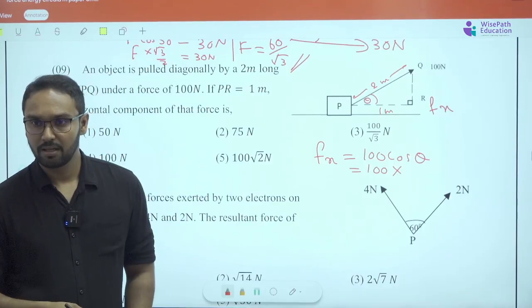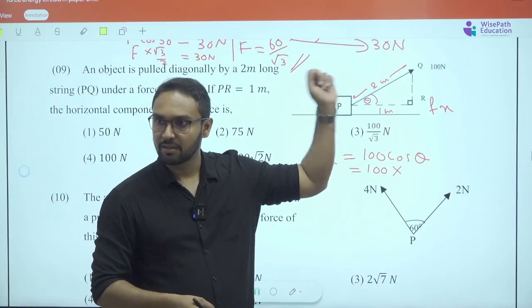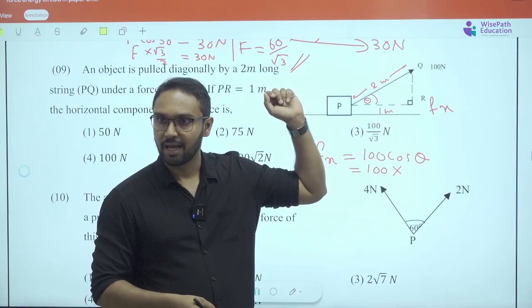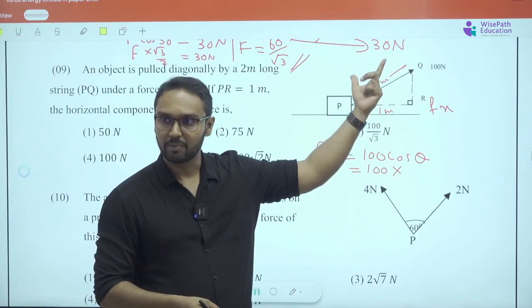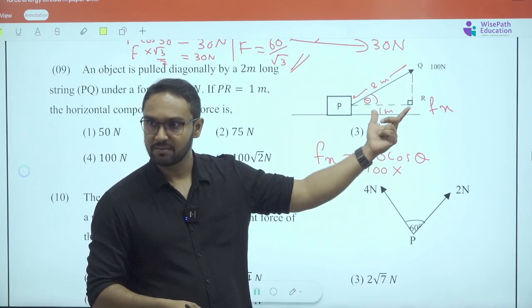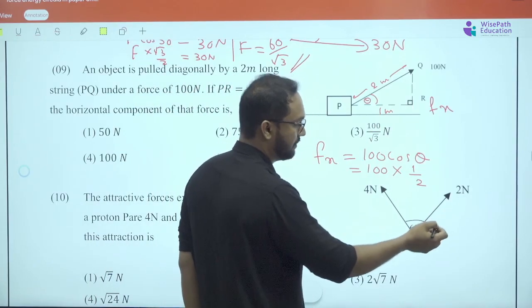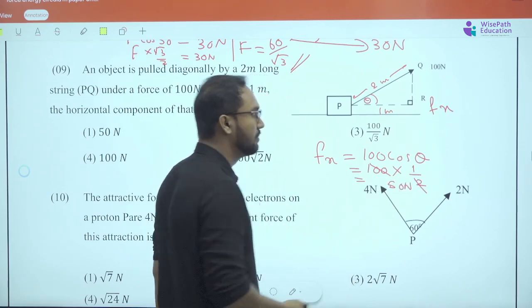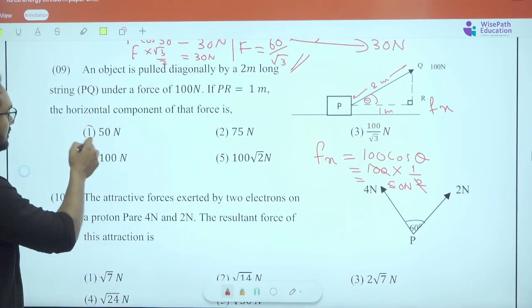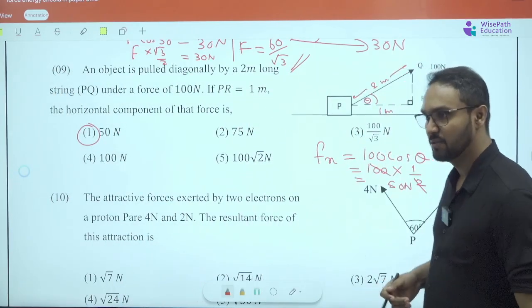You can take the values for cos theta using the side lengths of the triangle. What is cos theta? Adjacent over hypotenuse. So the adjacent is 1, hypotenuse is 2. So cos theta is 1 over 2. So it's half. That is 50 newtons. So the horizontal component is 50 newtons. Understood it? That is also one of the good questions.